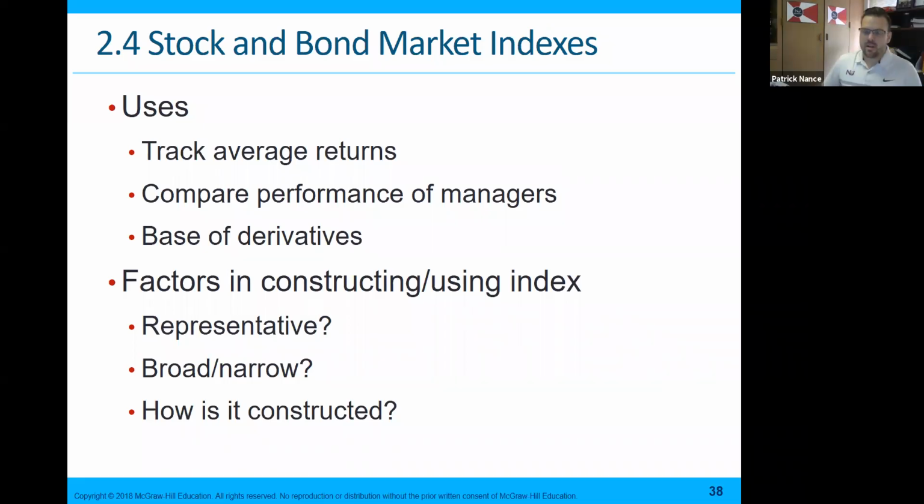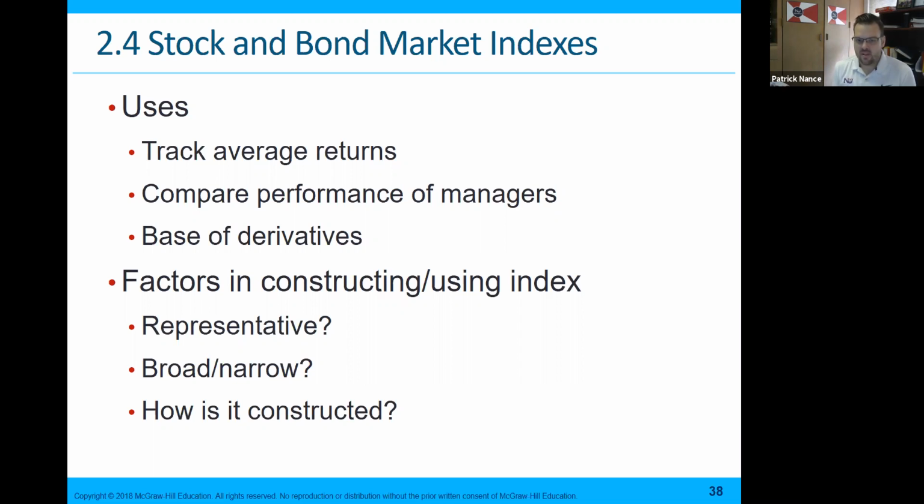Okay, stock and bond market indexes. We use stock and bond market indexes to gauge average returns of the market as a whole. We'll talk about a couple of different ones and how they figure those numbers. We can compare performance of managers, both to the index as well as to other managers. And it's also our basis for derivatives.